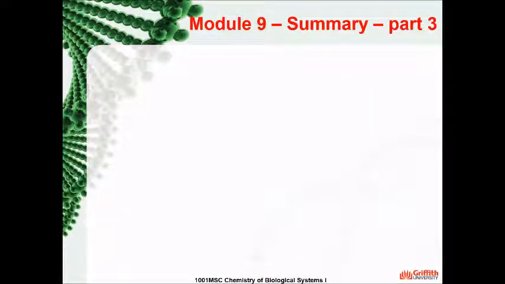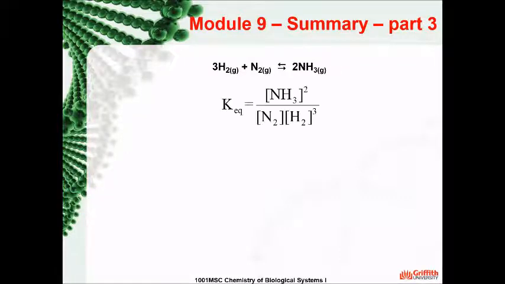In Part 3 of Module 9, we covered the equilibrium constant expression. For example, the KEQ for this reaction is expressed as such. The stoichiometric coefficient in the equation is reflected as the power in the expression. For instance, the 2 for ammonia and the 3 for hydrogen.